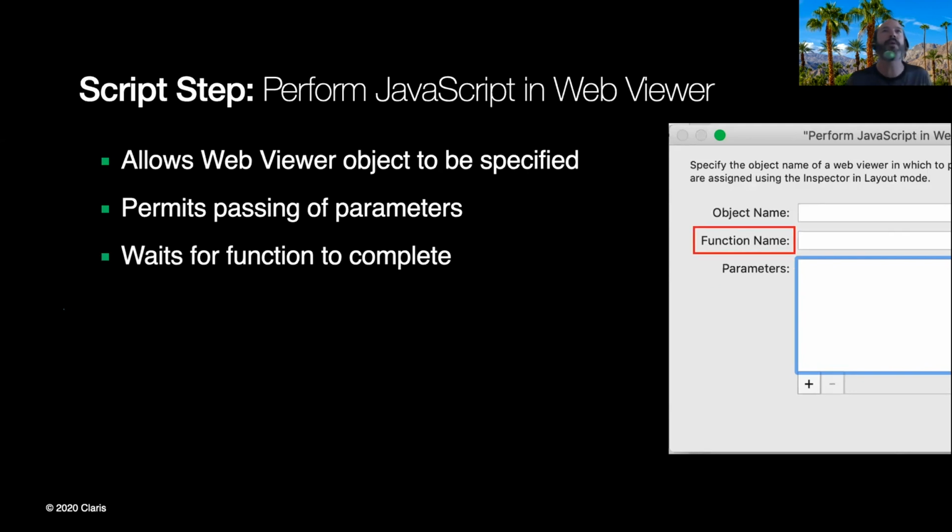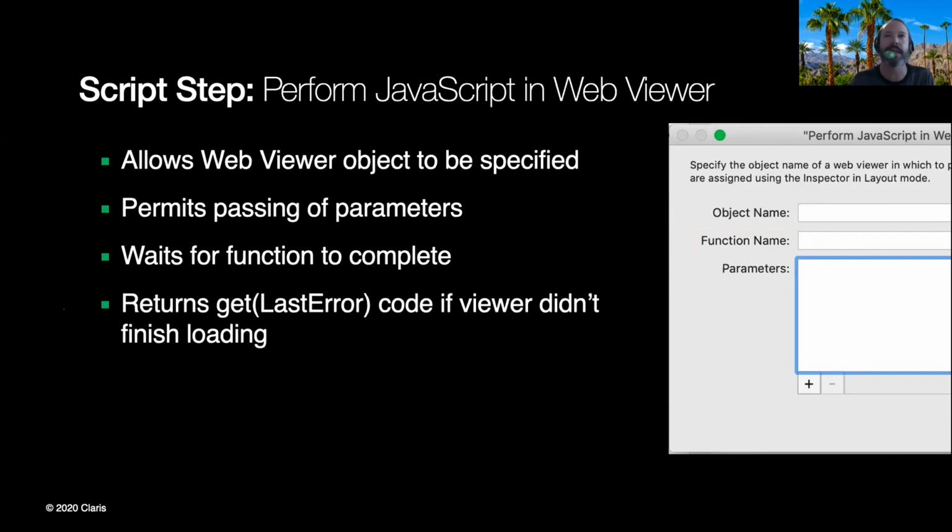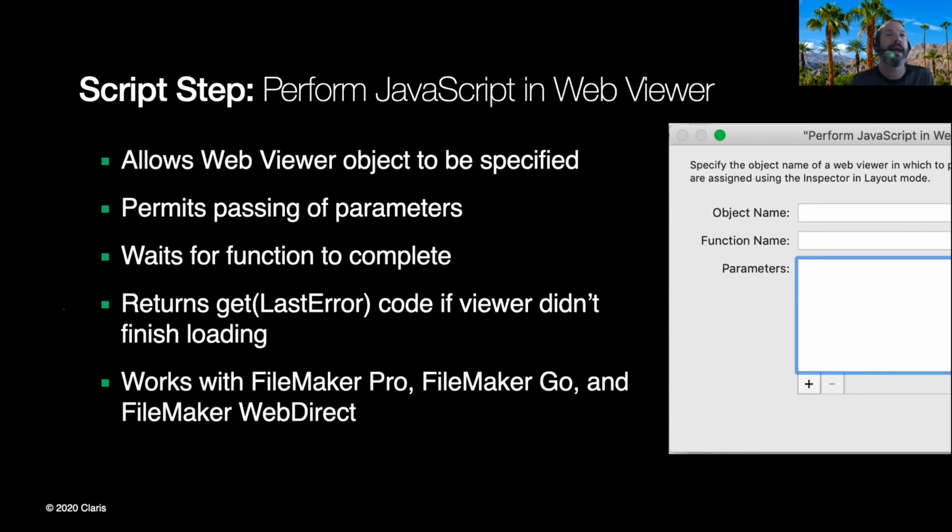It's important to know that when you perform a JavaScript in the web viewer through a script, it waits for the function to complete. So it's sort of like when you call a script on the server, you perform a script on server, and you wait for that to complete. It also returns a getLastError code or various codes, and one of them will indicate that the viewer didn't finish loading. And it works with Pro, Go, and WebDirect, which is pretty great. Although WebDirect may have subtle differences in how it functions.